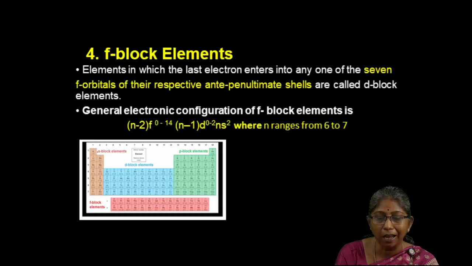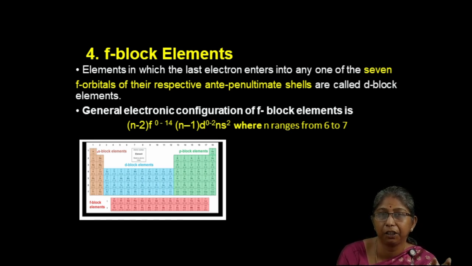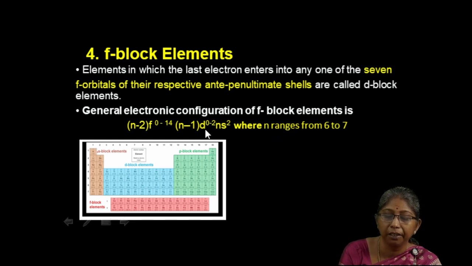Okay, now we'll move to the last one, that is the f block elements. These are elements in which the last electron enters any one of the 7 f orbitals of their respective anti-penultimate shells. What is the meaning? That is ultimate, then penultimate, that is before that, and the anti-penultimate is before that, so it is n minus 2. That shell is being filled, and in that shell the f orbitals are being filled. Here the value of n ranges from 6 to 7, and the electronic configuration is (n minus 2) f0 to 14, (n minus 1) d0 to 2, and ns2.